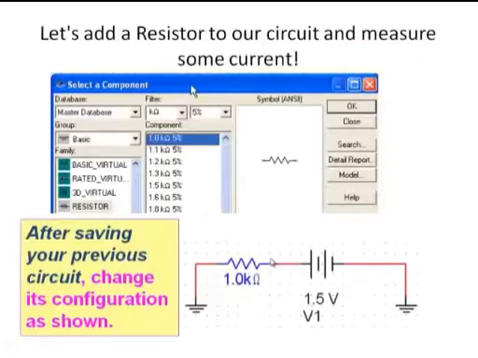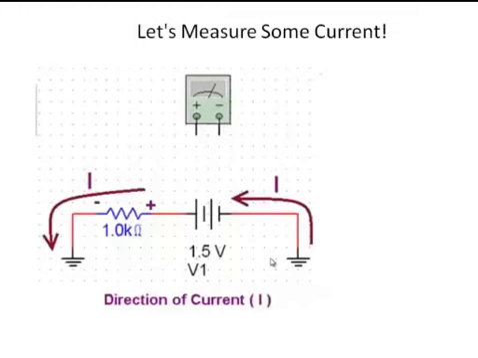What I want to do here is add some resistance to our circuit, and let's measure some current. So you're going to add a 1K ohm resistor, and please note the direction of the battery and subsequently the direction of the current. The current's going to flow from the positive terminal of the battery through the resistor down to ground, and it's going to come back up through ground to the negative terminal of the battery. So that's the direction of the current.